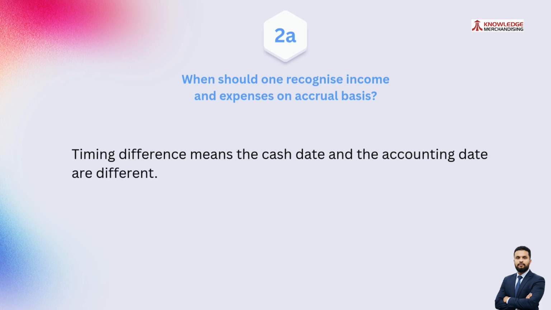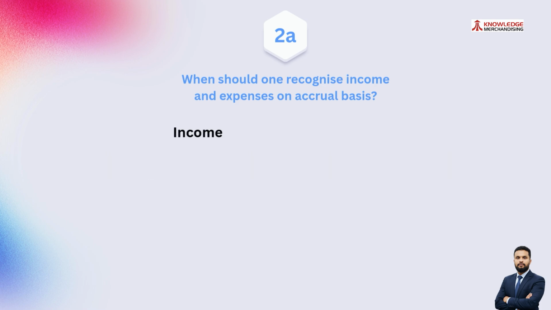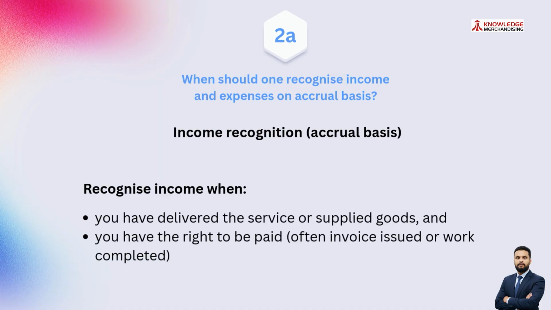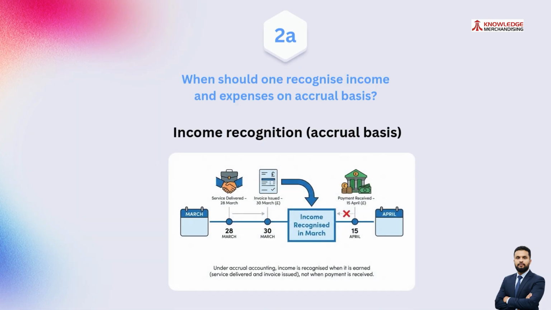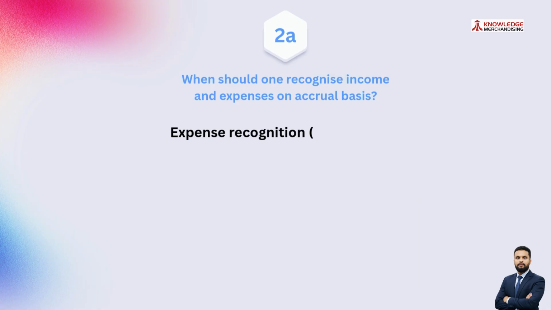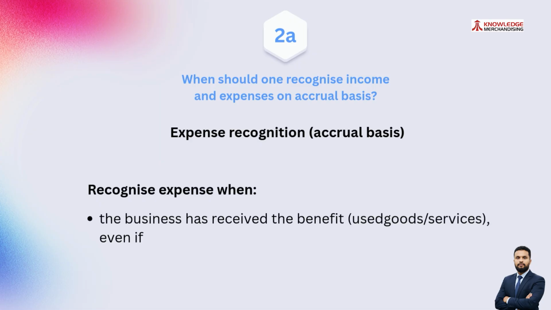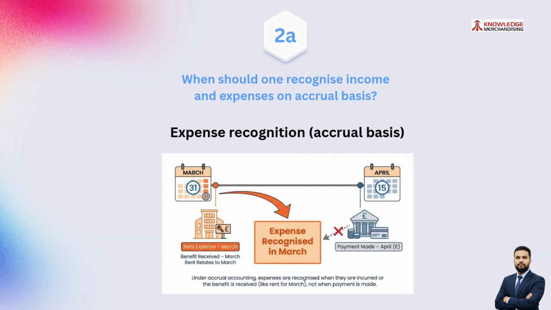Timing difference means the cash date and the accounting date are different. Income recognition, accrual basis. Recognize income when you have delivered the service or supplied goods and you have the right to be paid, often invoice issued or work completed. Example, service delivered 28th March, invoice 30th March, paid 15th April. Recognize income in March. Expense recognition, accrual basis. Recognize expense when the business has received the benefit, used goods, services, even if not paid yet. Example, March rent relates to March, even if paid in April. Expense belongs to March.